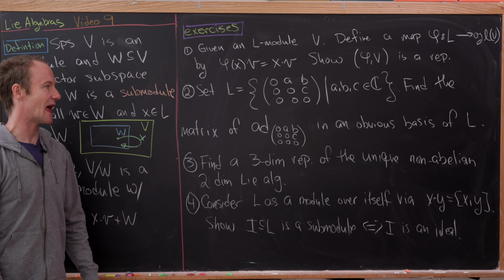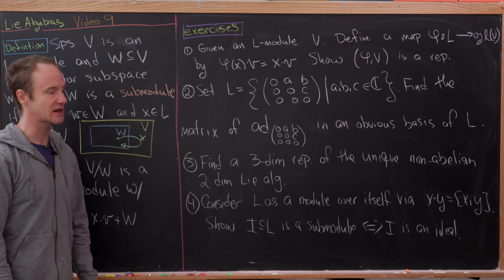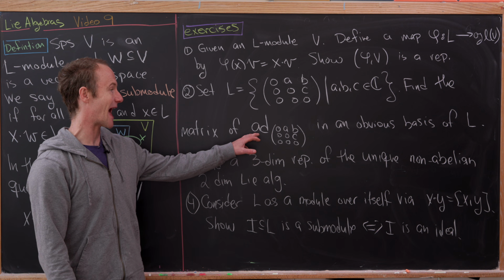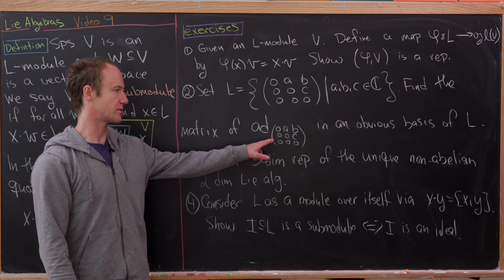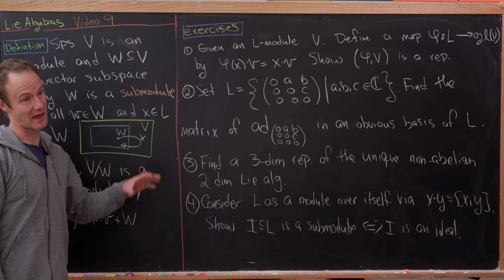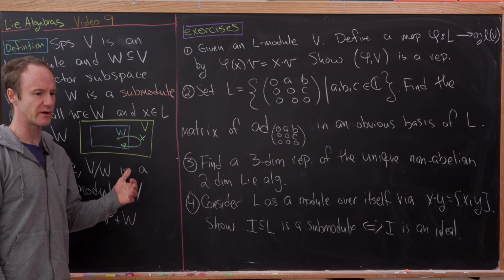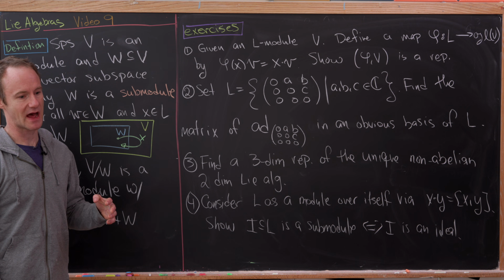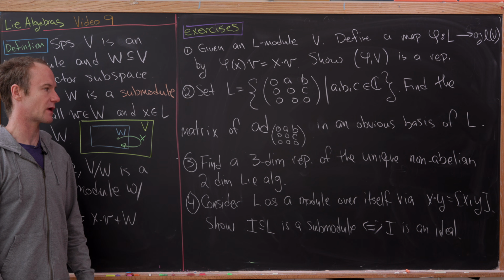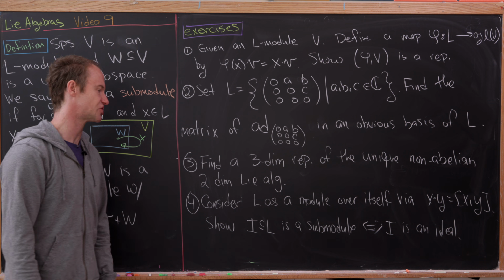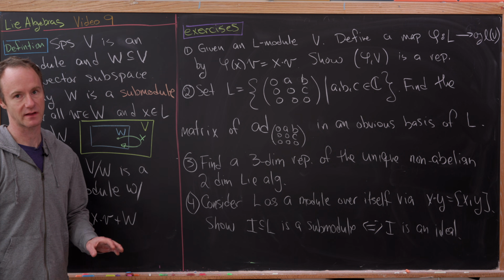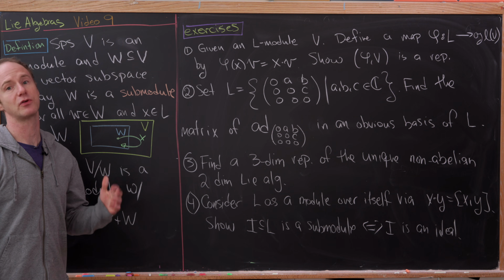Then next, let's set L equal to the Lie algebra of strictly upper triangular 3x3 matrices and find the matrix of the adjoint map of an arbitrary element in an obvious basis of L. So I'll let you think about how to do that. Look at our first example where we found the matrix for the adjoint map for all of the elements of SL2. Next, let's find a three-dimensional representation of the unique two-dimensional non-abelian Lie algebra. So I'll let you look up what this two-dimensional non-abelian Lie algebra is. We did that in a previous video though.